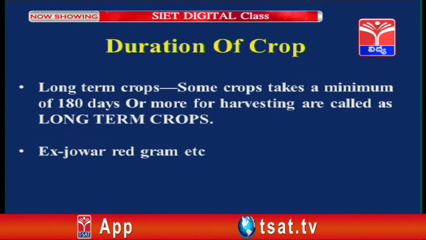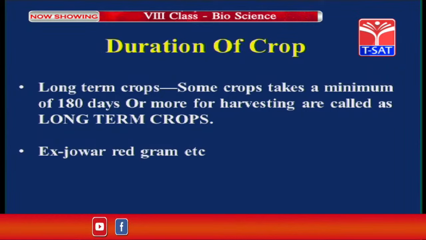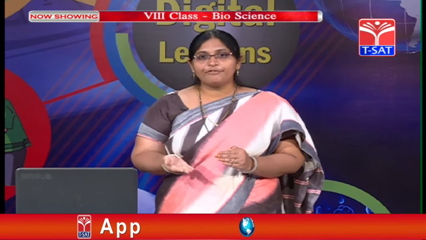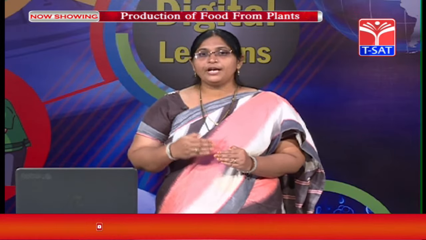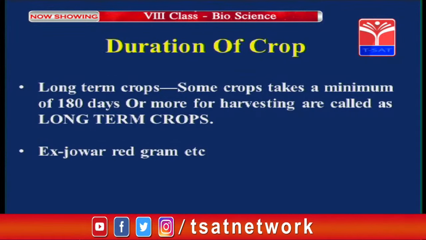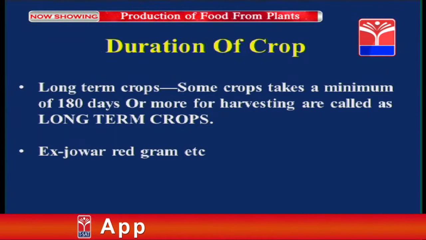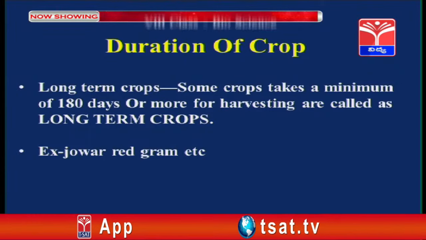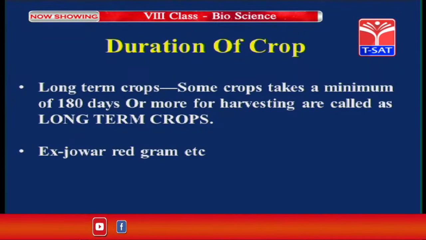Let us see that there are two types of crops depending upon their duration. Duration means how much time period they take. Some crops take more time for maturity, whereas some crops take less time for maturity. If a crop takes a minimum of 180 days or more for harvesting, these crops are called long-term crops. Examples are jowar, red gram, etc.